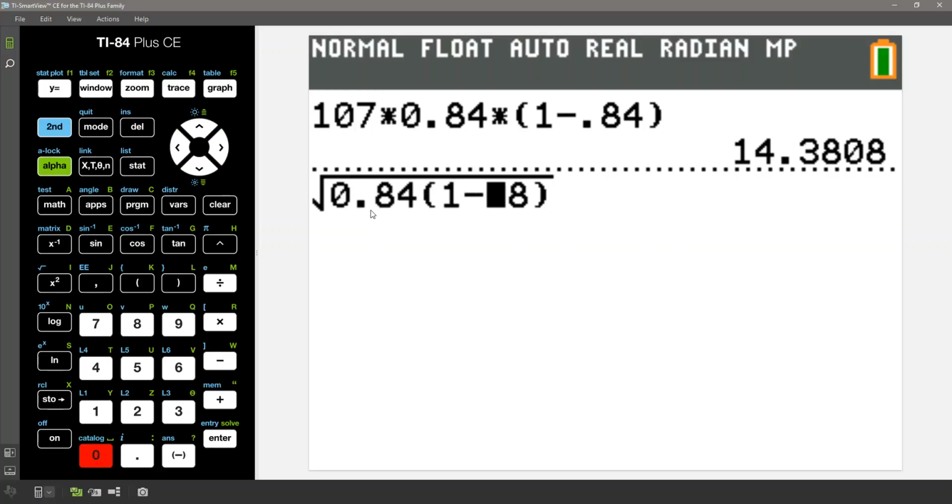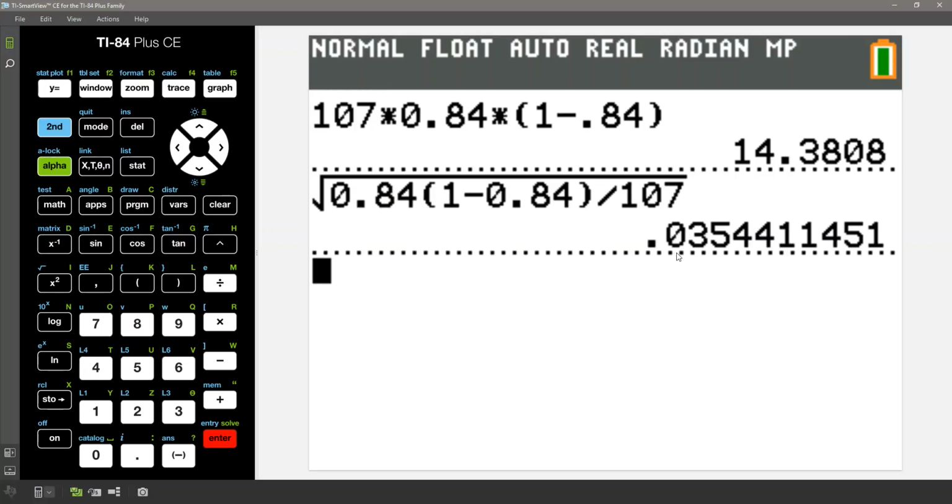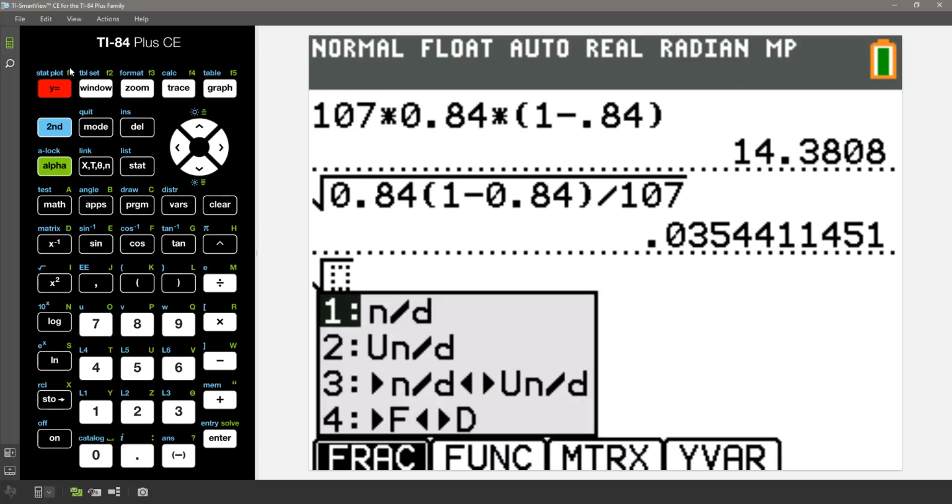Parentheses 1 minus 0.84, close parentheses, divide that by 107, enter. And there you have it. It's 0.03544. Now, if you have a newer calculator, you can actually do second square root, then hit the alpha F1 button, which is the y equals button.